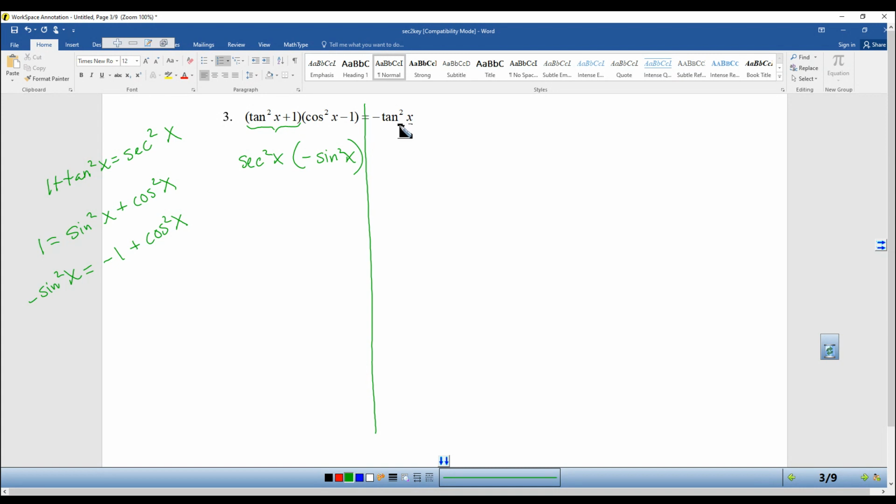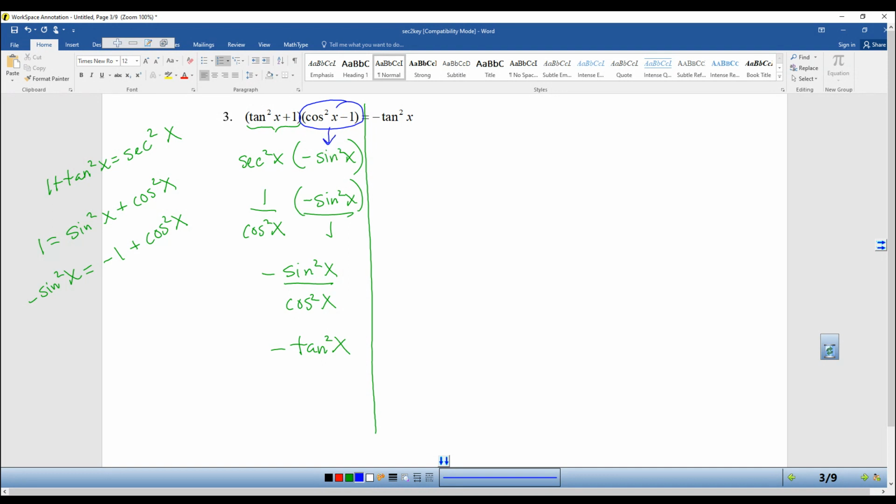Now I need to get it to be tangent, so I think to myself, secant squared is 1 over cosine squared x, and then sine squared is going to stay there, but now I can do numerator times numerator and denominator times denominator, and I get negative tangent squared x. So the trickiest part about this one is definitely this little maneuver right here.